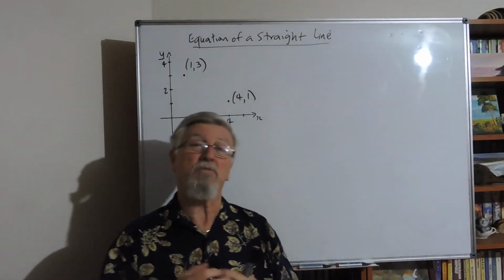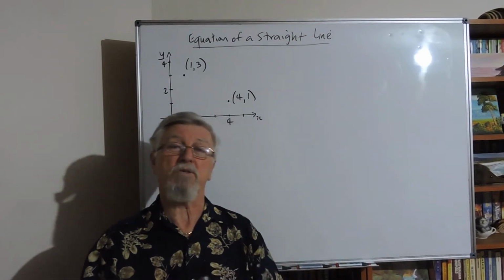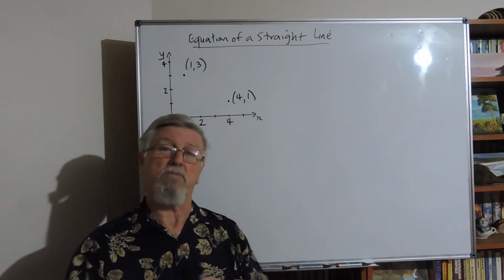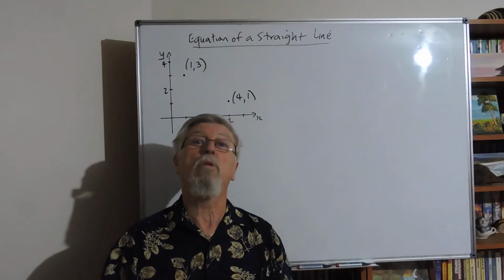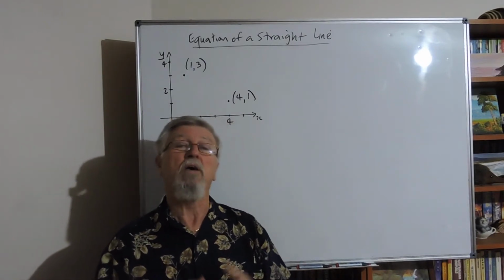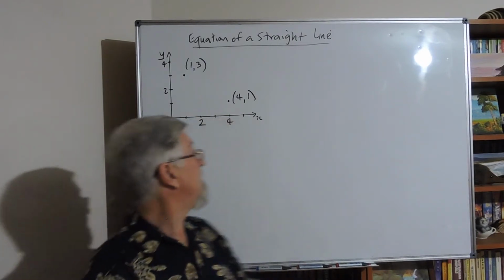Hi everyone. I was reading the Year 12 exam report here in Western Australia, and one of the comments it made was that students poorly calculated the equation of a straight line. So I'm just going to go through it again.